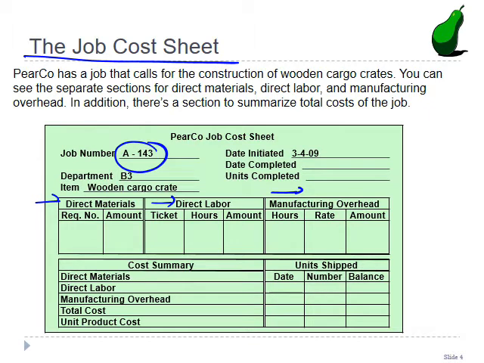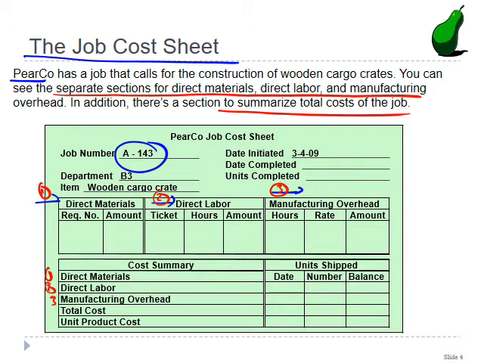So we will look at a job cost sheet using a hypothetical company called Piersco. The company has a job that calls for the construction of wooden cargo crates. You can see the separate sections for direct material, direct labor, and manufacturing overhead. In addition, there's a section to summarize the total cost of the job. Here you can see 1, 2, and 3: direct material, direct labor, manufacturing overhead.